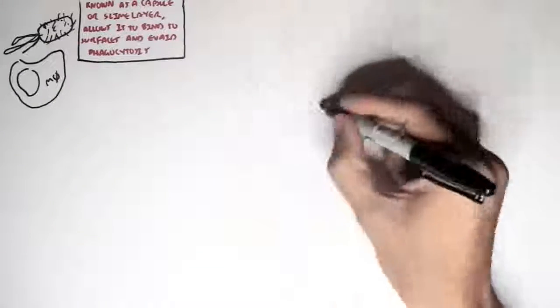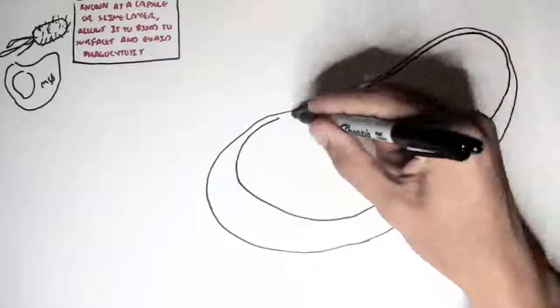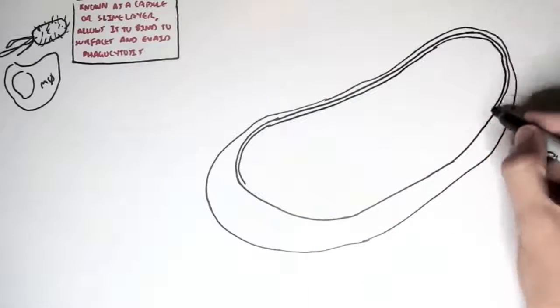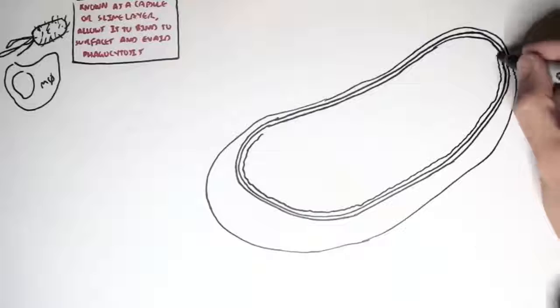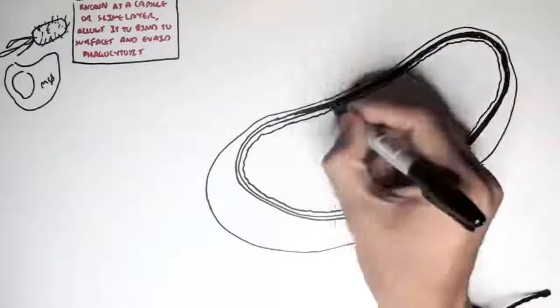So what other parts does a bacteria have? What other structures does a bacteria have? Here I'm drawing a rod-shaped bacteria. It can be any type of rod-shaped bacteria. And now let's learn about part of its anatomy.